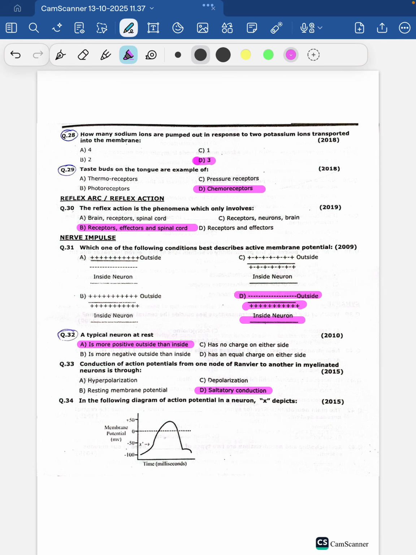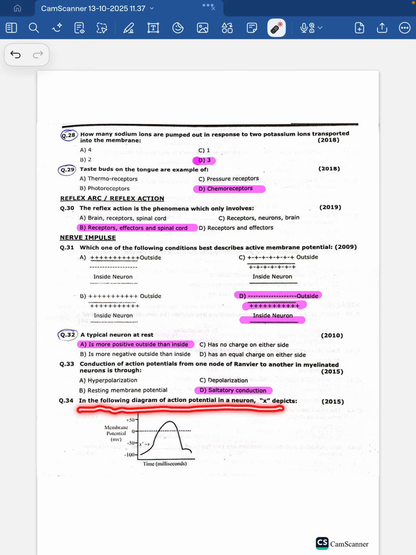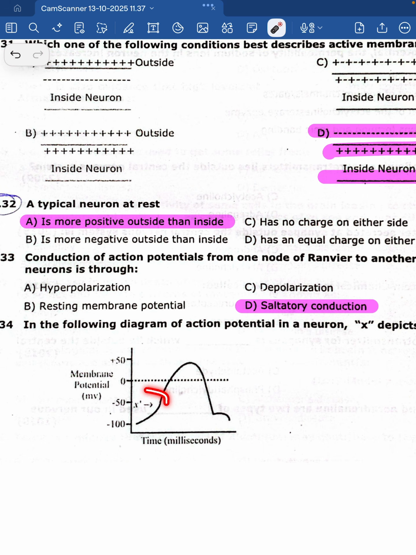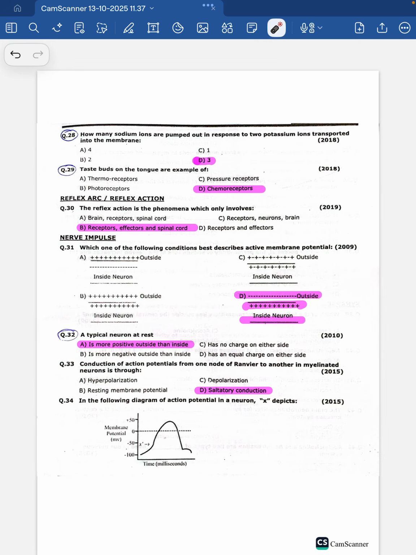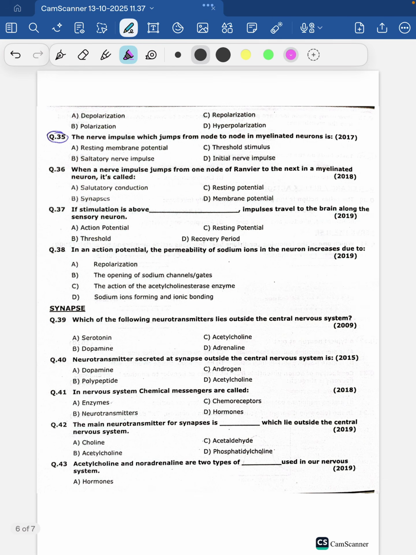34. In the following diagram of action potential, what is X showing? X is showing the depolarization because now the curve is going towards plus 50 millivolts. So the answer will be depolarization. Depolarization is in alpha. So alpha is the right option. Nerve impulse will jump from node to node.